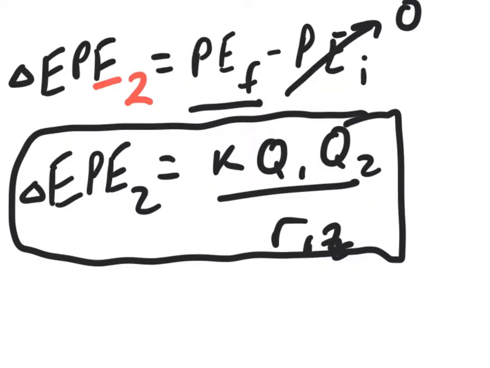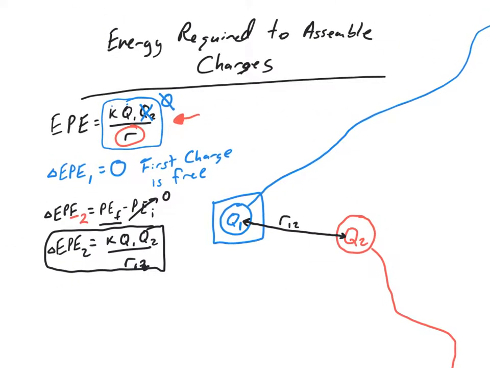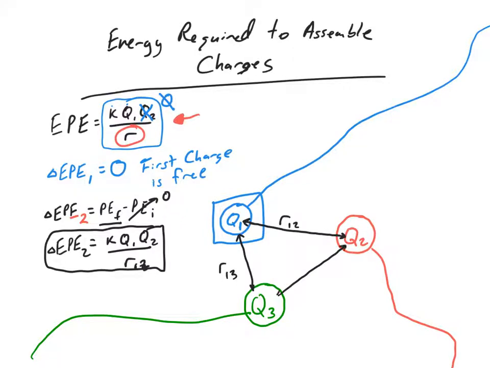Let's move on to the third charge. For our third charge, I'm going to have it come in from down left. Q3. Q3 is some distance away from Q1. That's R13. It is some distance away from Q2. That'll be R23. The change in electric potential energy for Q3, I'm going to do on the right.